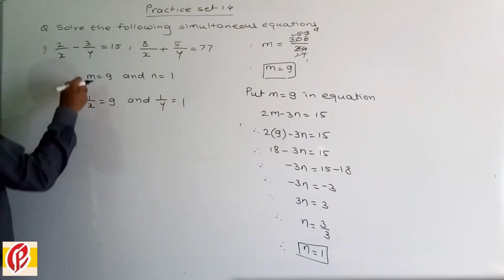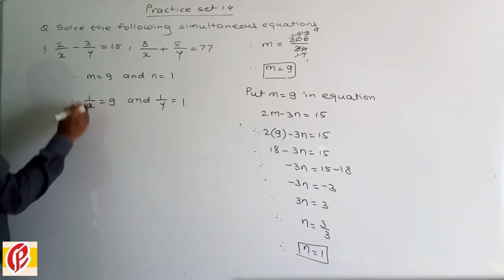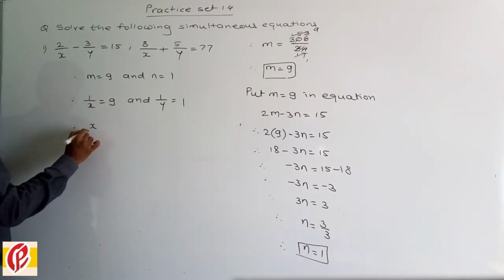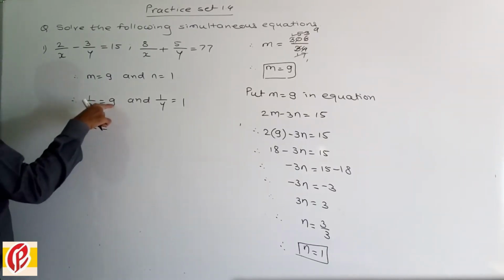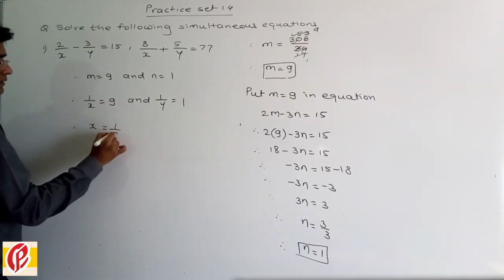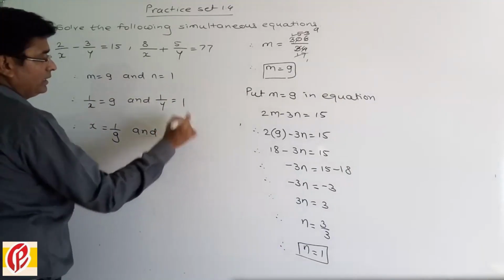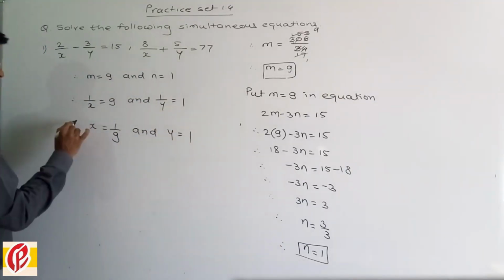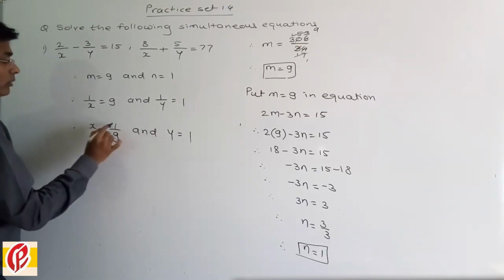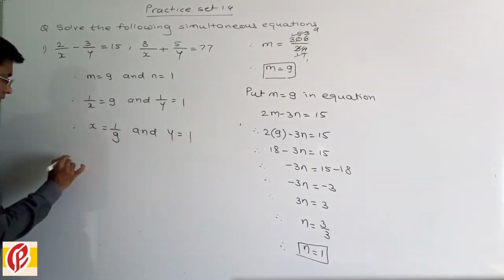So take the reciprocal. Reciprocal of 1 upon x is x upon 1, that means x. And the reciprocal of 9 is 1 upon 9. And the reciprocal of 1 upon y is y, and the reciprocal of 1 is 1. So we get x is equal to 1 upon 9, and y is equal to 1.